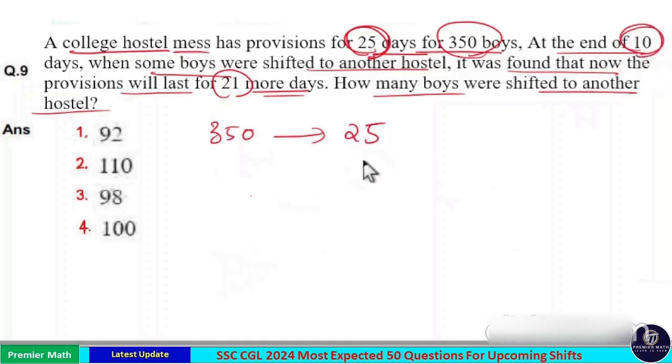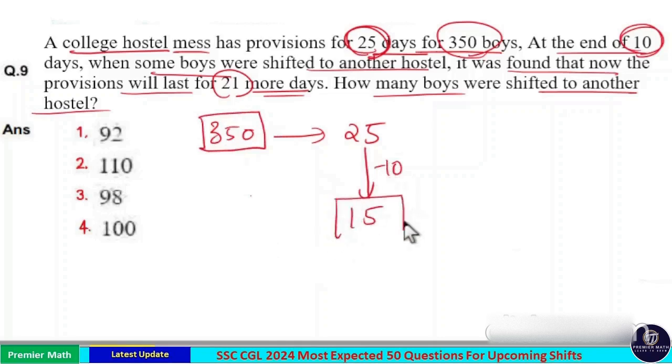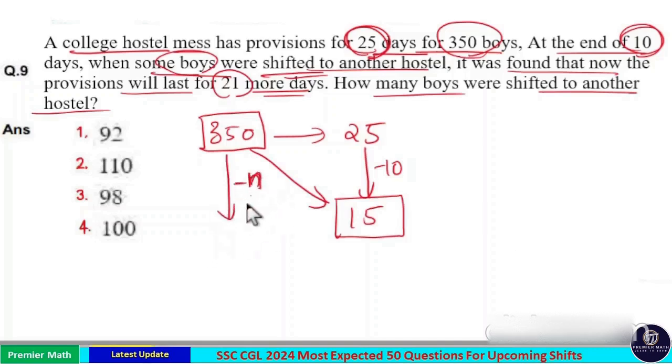Now, at the end of 10 days means after 10 days, remaining days are 15 days. Which means for 350 boys, after 10 days, food will last for 15 days. But after 10 days, some boys were shifted to another hostel. That is, from this 350, n number of boys were shifted. We don't know how many, so I'll take it as n number of boys. Now, after these n boys leave, this food will last for 21 more days.